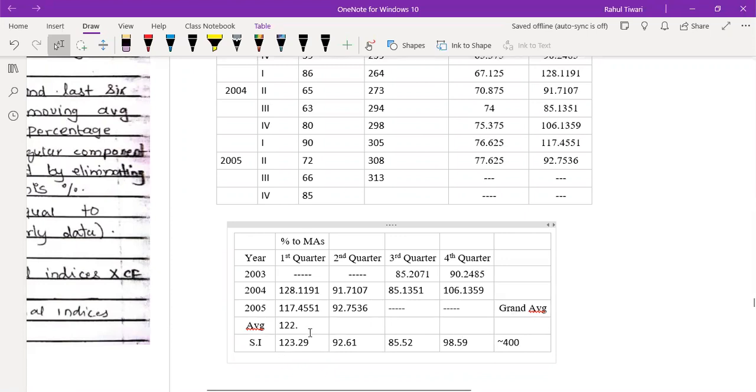I have this also. Just give me 1 minute. I have finished with this one. So you may just check whether this calculation is right or wrong.